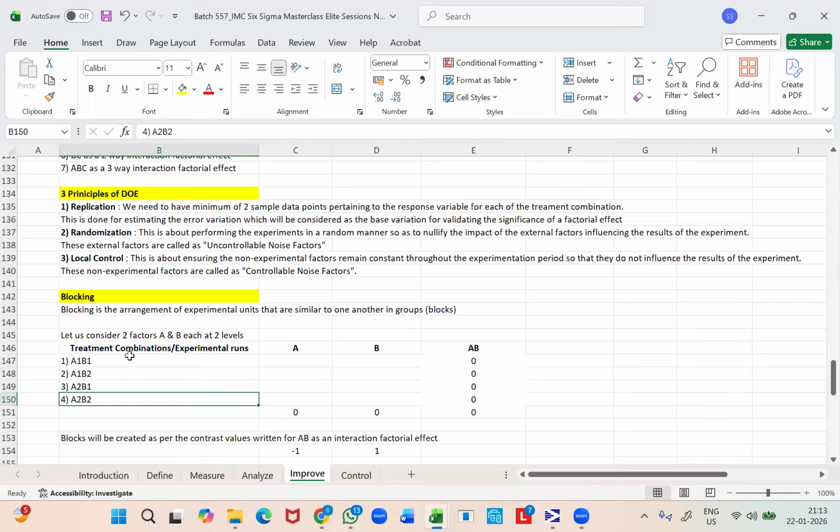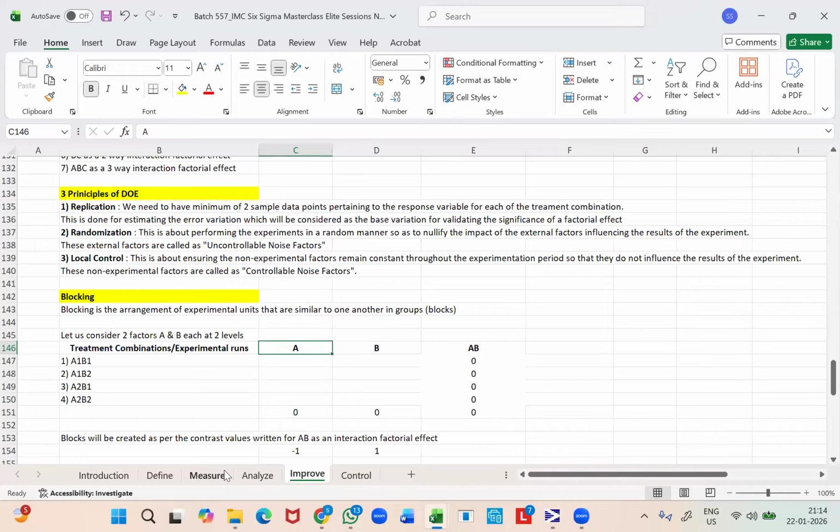These are the four treatment combinations that we can arrive at for this two factor, each at two levels scenario, right? Now, how many factorial effects can we have for this scenario? When we have two experimental factors considered for an experiment, we can have three factorial effects. So what are the three factorial effects?